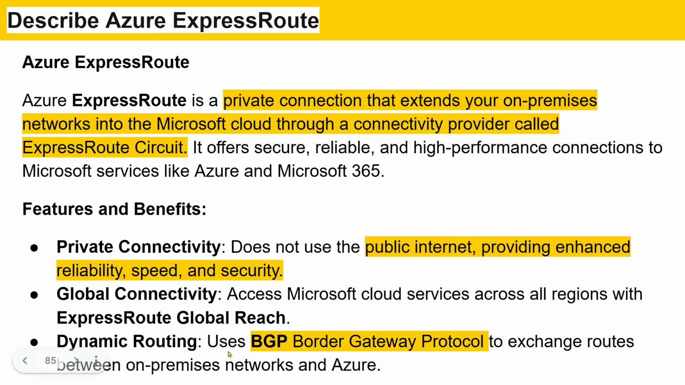Dynamic routing. It uses something called BGP. Now remember this term, BGP means Border Gateway Protocol, used to exchange routes between on-premises networks and Azure. Dynamic routing, okay, this is called BGP, Border Gateway Protocol. These are the terms we just have to make a note of.